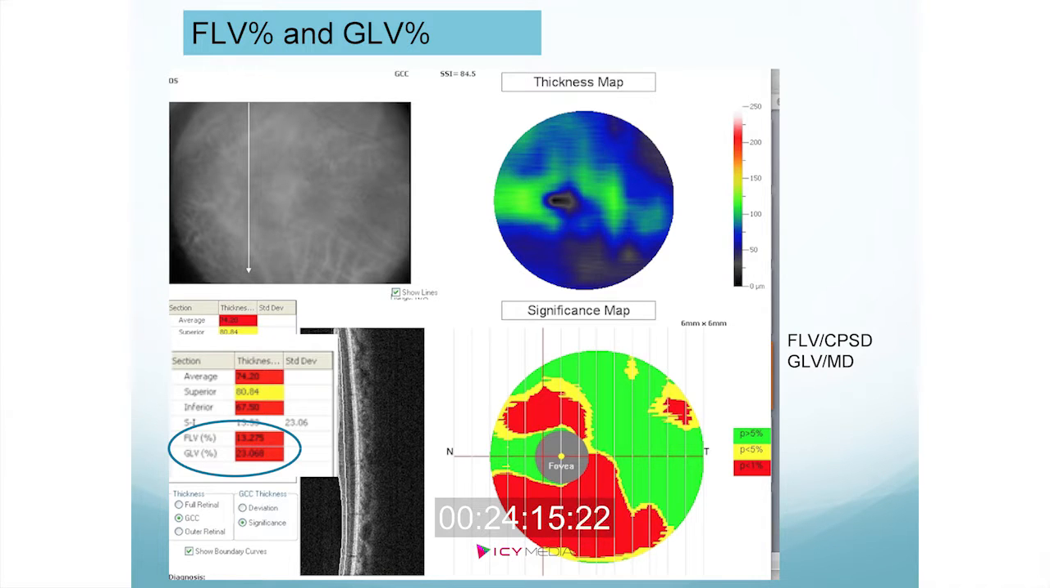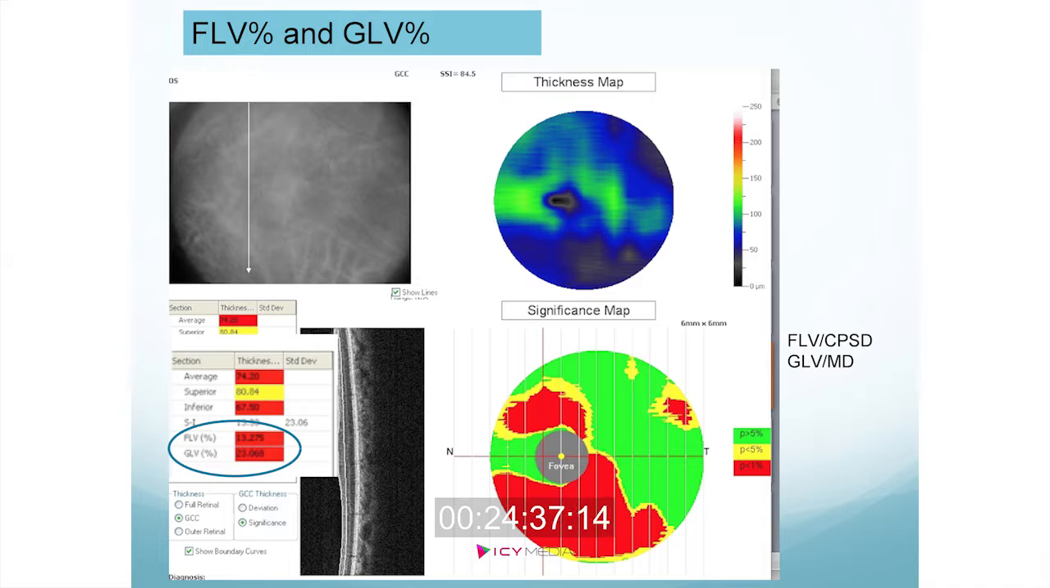What is the hype about FLV and GLV? So this is actually a function that is only on the OptiView machines, but I think it's worthwhile to talk about because there's been a lot of literature published on it, and it's actually a very, very useful tool in glaucoma. FLV stands for the focal loss volume. GLV stands for the global loss volume.